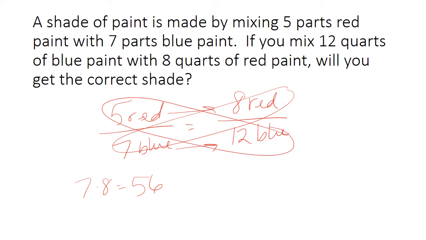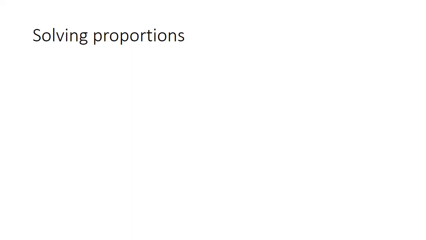And 5 times 12, which would be 60. These are not equal, so this would not be the same shade. So will you get the correct shade? No. It's going to be a different color altogether. So like I said, we can do it using solving proportions.